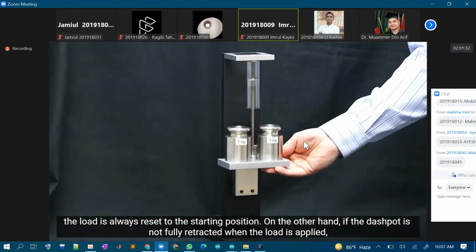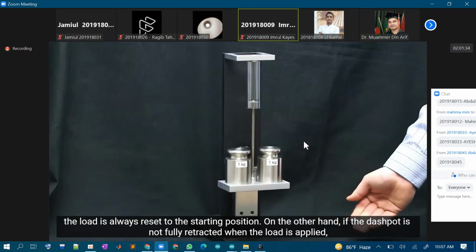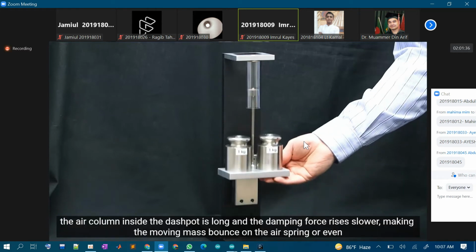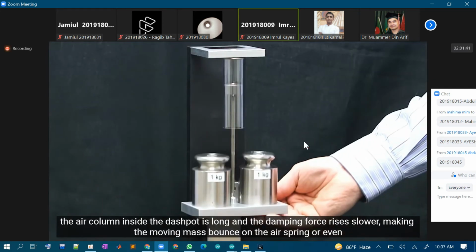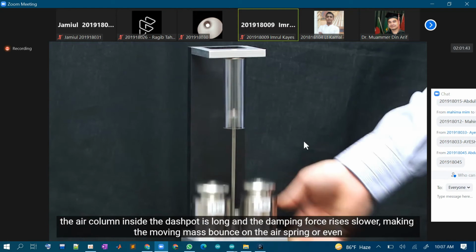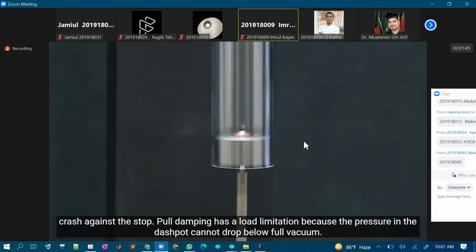On the other hand, if the dashpot is not fully retracted when the load is applied, the air column inside the dashpot is long, and the damping force rises slower, making the moving mass bounce on the air spring or even crash against the stop.